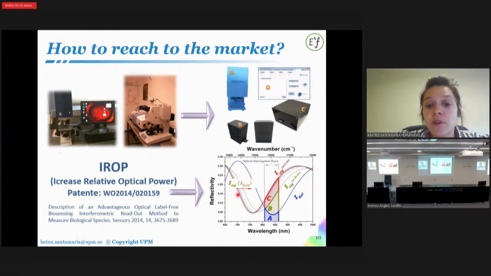If we transfer this kind of measurement into this one that only needs one laser to perform the readout and a photodetector, we can reduce the size of the device, and we can incorporate software that provides you instantly the concentration of the biological material that you want to detect, instead of showing these strange curves to the doctors.